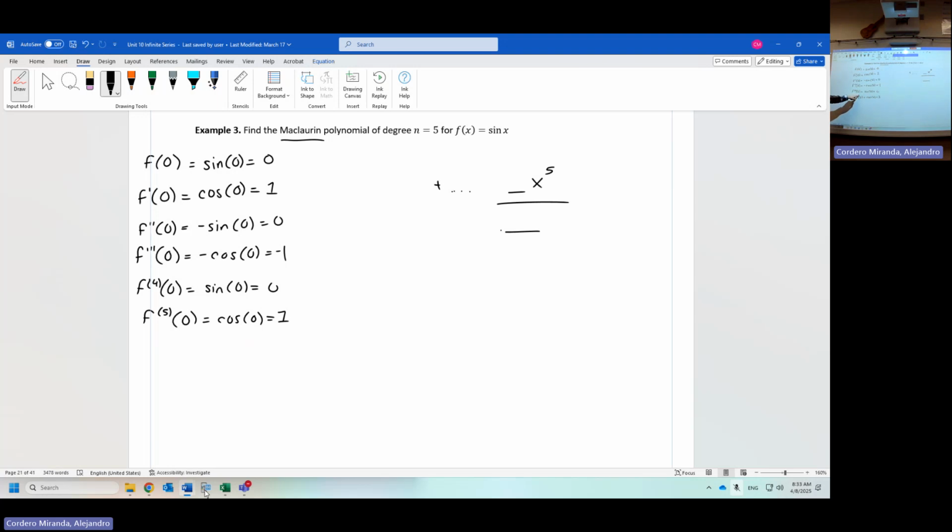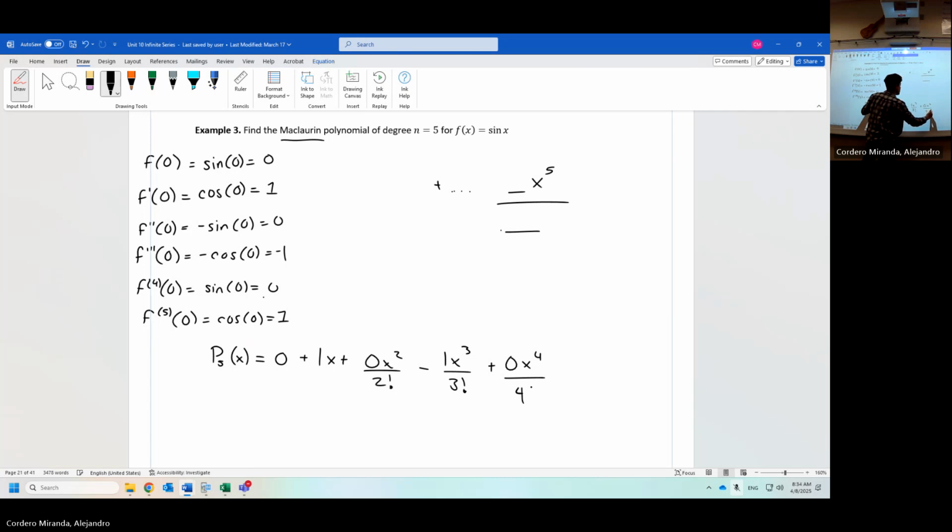But now, okay, let me answer the question. Find the Maclaurin polynomial of degree 5. That would be P sub 5 of x equals: I need a 0 for the function value, plus a 1 for the derivative, plus a 0 for the second derivative, plus a negative 1, so let me change it back to a minus 1, x to the third over 3 factorial, plus a 0 for the fourth, plus a 1 for the fifth.